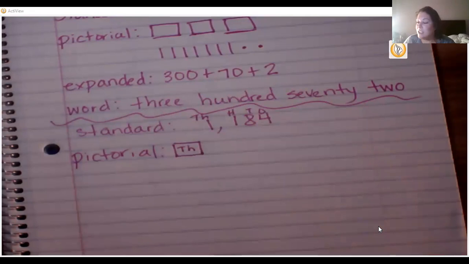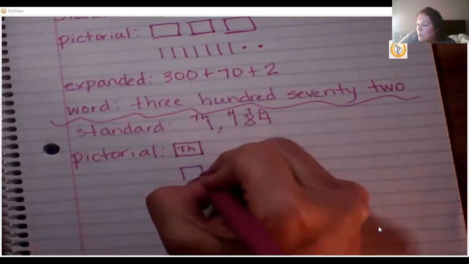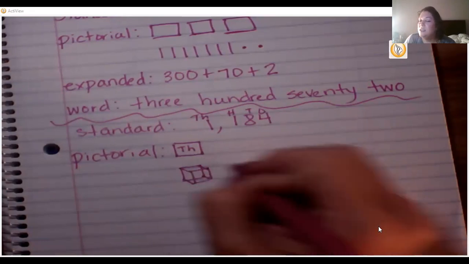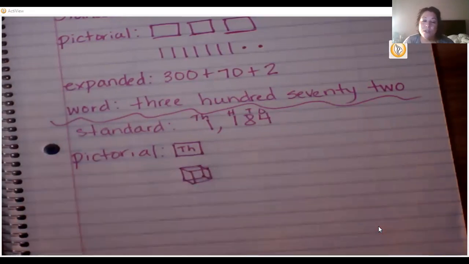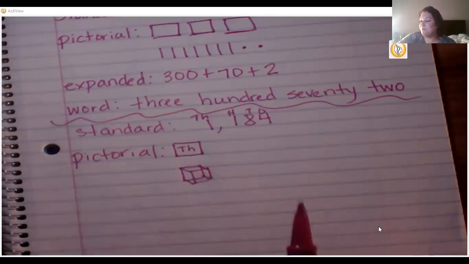Now, I have a lot of artists in my classroom, so they like to draw the 3D cube to show the thousands. And if you can do that quick and easy, go for it. If you're struggling with that a little bit, you might have some extra time right now to practice. So go for it. And if not, just stick with your square with the TH on the inside.